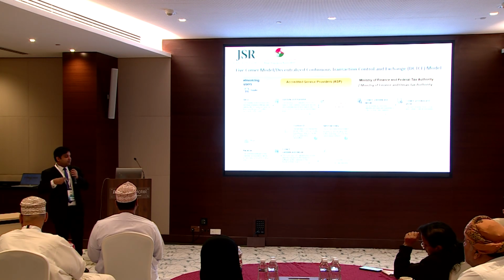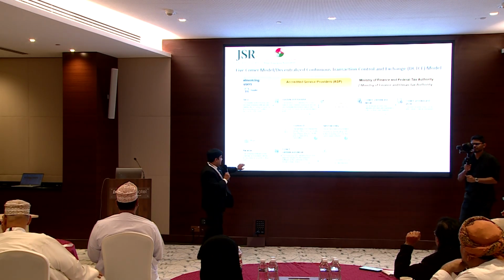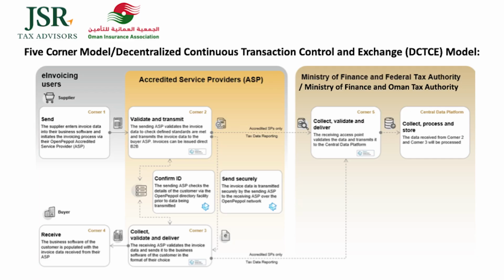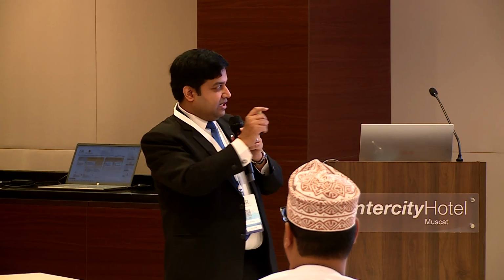3 is the ASP of the customer. 4 is the customer. And 5th is the tax authority. Invoice fields, which is called the data dictionary, we will cover in the slide. So now we send the invoice.